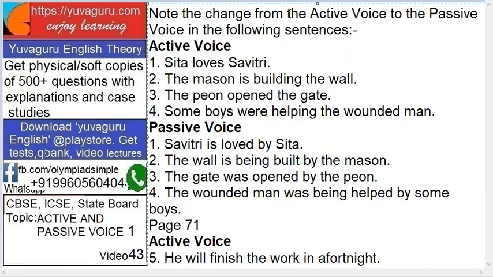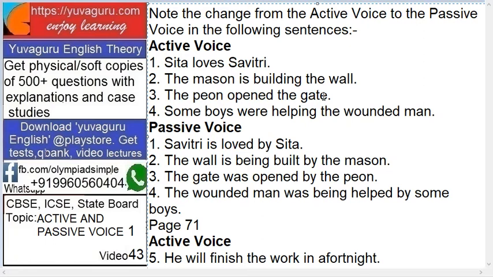Note the change from active voice to passive voice in the following sentences. See this. Sita loves Savitri. So Savitri is loved by Sita. So active, passive. Right? Subject does something. Your subject is at the receiving end. Savitri is loved by Sita. The mason is building the wall. So active. Mason is doing something. The wall is being built by the mason. Passive means your wall is at the receiving end.